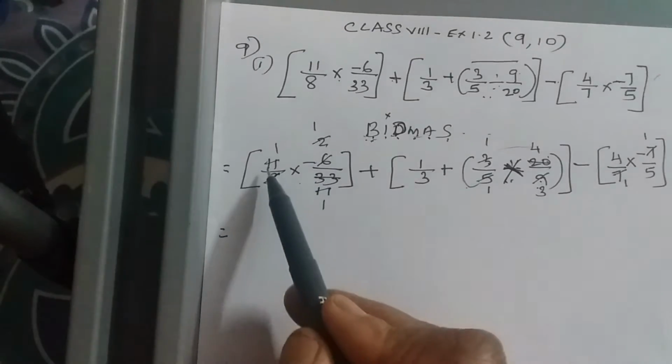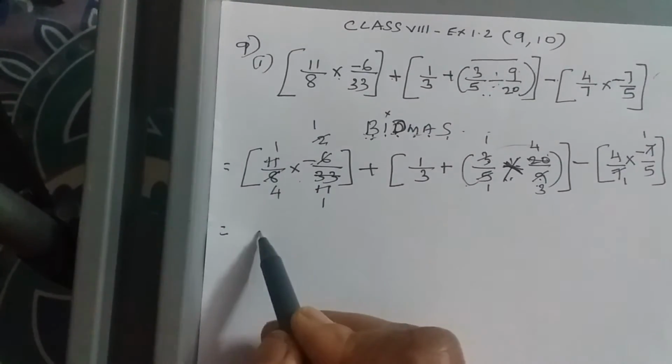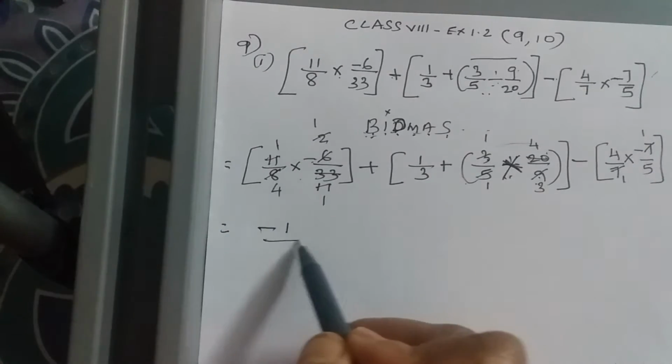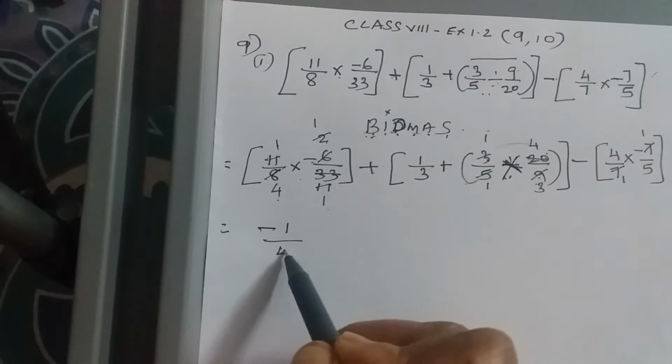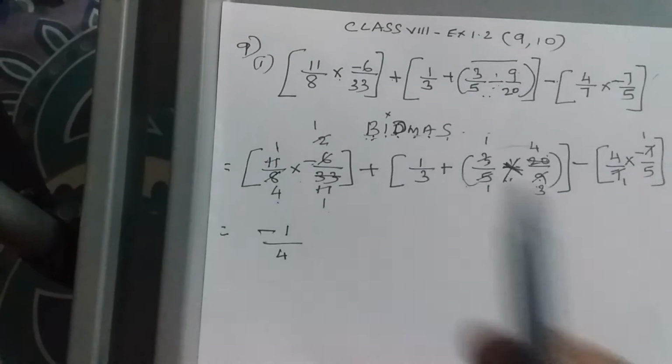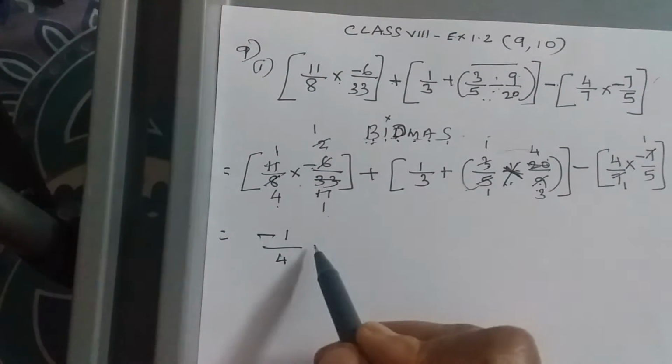Now we'll multiply. First signs, plus into minus. Two different signs, minus. Numerator we have 1 and 1. 1 1s are 1 by 4 1s are 1. So two rational numbers we have simplified into one rational number, so the bracket can be removed. Now plus as it is.